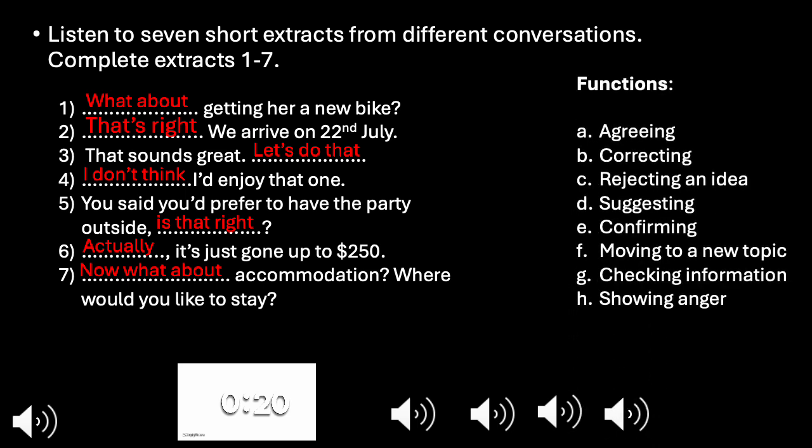The function of language helps us understand why we're listening to something. It tells us if we're listening to learn, to entertain ourselves, to give or receive information, or to understand someone's feelings or opinions. With this in mind, look at the 7 extracts that you have just completed and say what the function for each statement is from the list. There is one function in the list that is not needed.